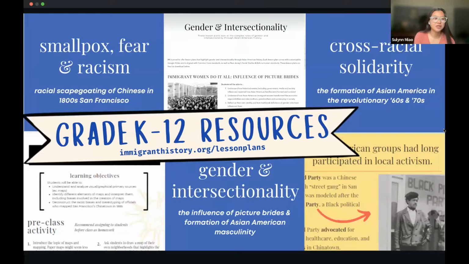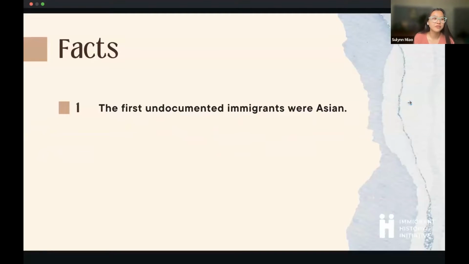So fact number one, the first undocumented immigrants were Asian. They were most likely Chinese railroad workers who had been legally admitted into the US, traveled north to work on the Canadian railroads, and then were unable to re-enter the US through legal means. Why? Because of fact number two.